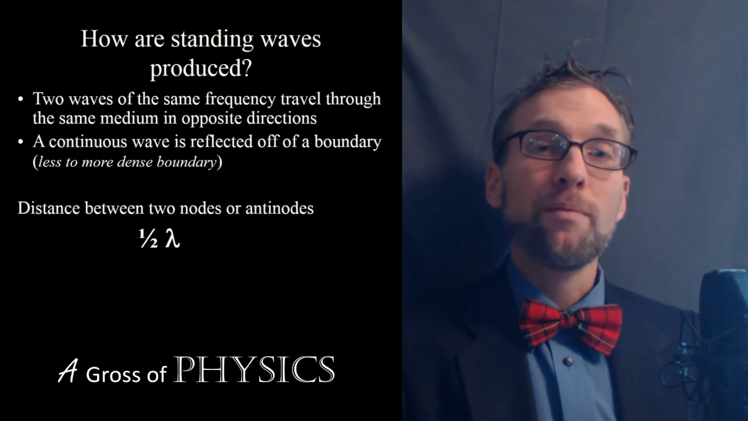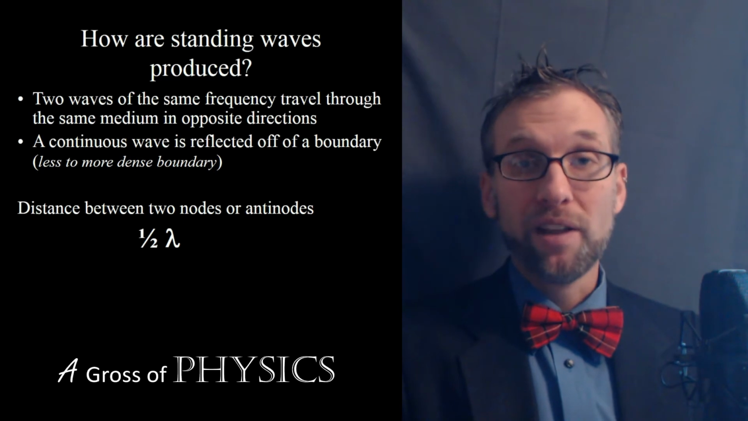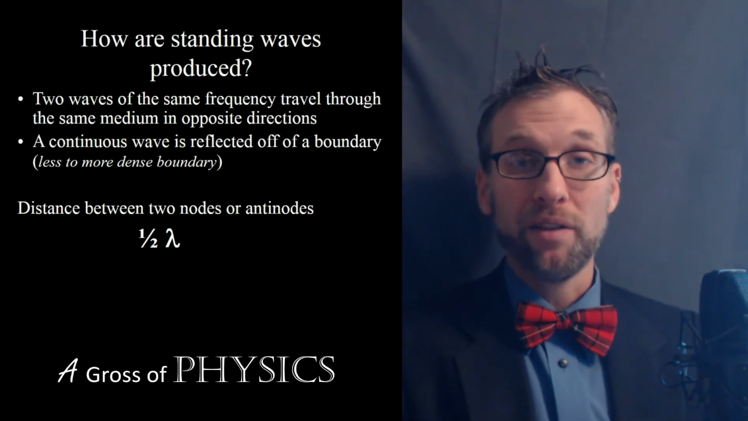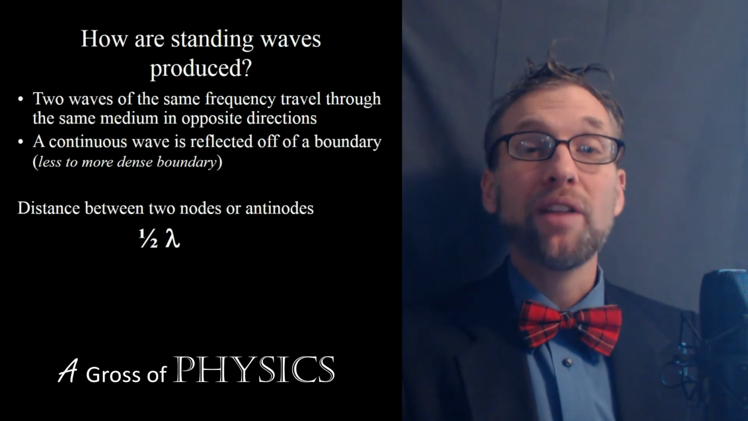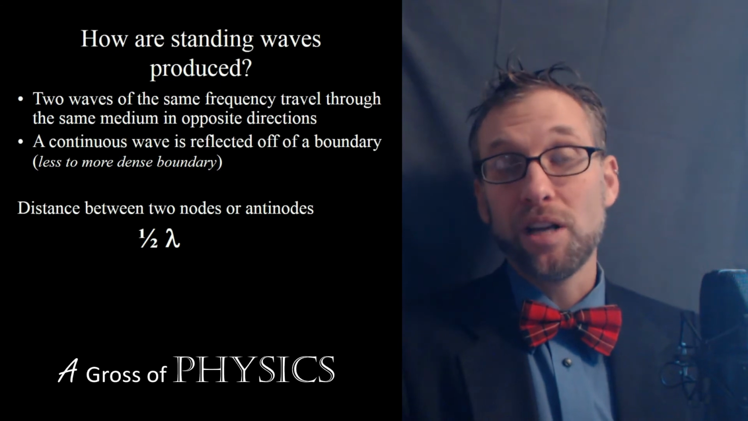So what you'll have to remember is that the distance between two nodes is going to be half a wavelength. And the distance between two antinodes is also going to be half a wavelength. So if you want to know the wavelength of a wave, you'll have to take the width of an antinode and double it.